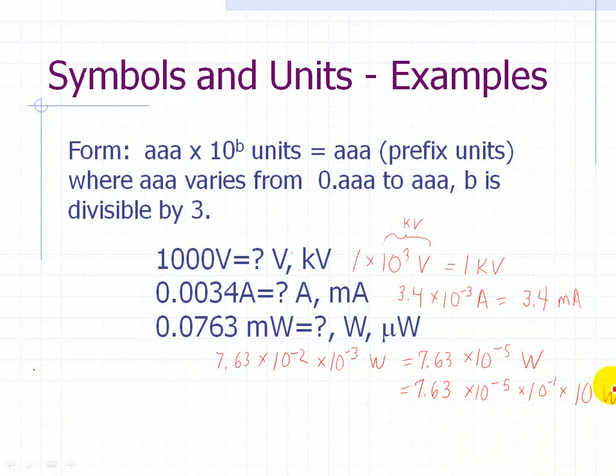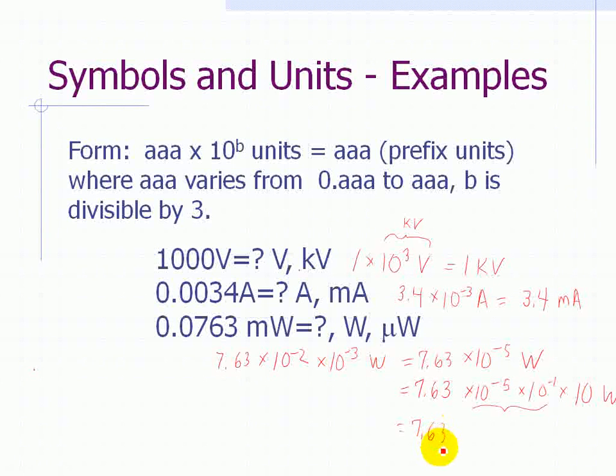So this is expressed in watts, but we know right here this is a micro, so we multiply 10 times 7.63, that's 7.63 times 10, times 10 to the minus 6 watts. So 7.63 times 10 is 76.3, and my 10 to the minus 6 watts is the same thing as a microwatt.